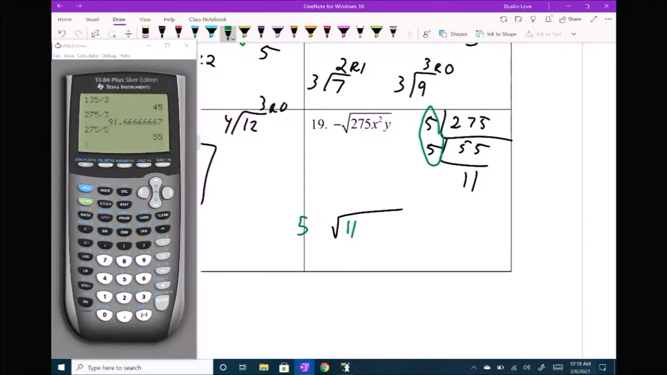Now that negative sign is also going to go along for the ride, because any coefficients at the beginning stay at the beginning. Now let's do x squared. Well, square root of x squared, 2 divided by 2 is 1. So we're going to get an x on the outside. And then y does not have enough to come outside. So we got negative 5x square root of 11y.